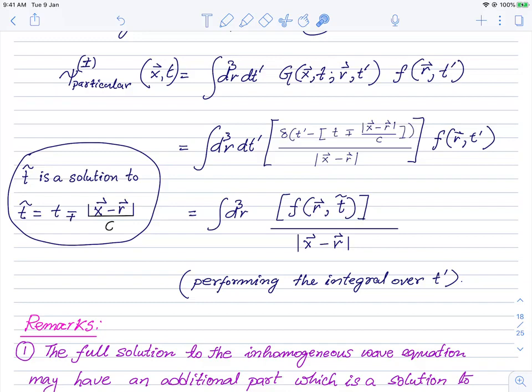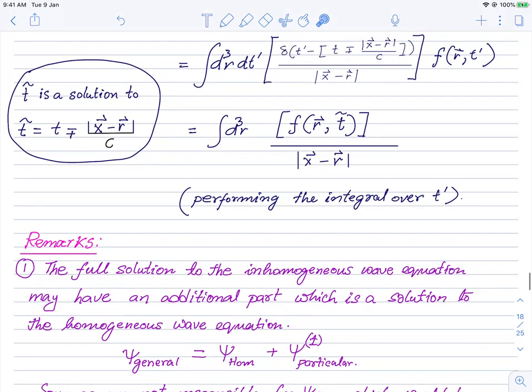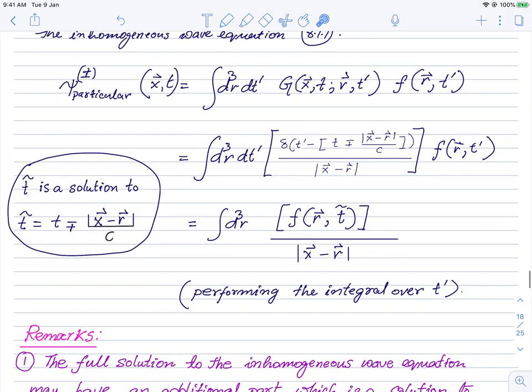But this is a particular solution. In general, a general solution of the inhomogeneous wave equation has a homogeneous piece and then a particular piece. This homogeneous piece is fixed by the initial conditions, whereas this particular piece is fixed by the sources, by what the sources are doing, and it is simply given by this integral out here. And as you can see, the main thing to note is the time at which you are interested in the solution.